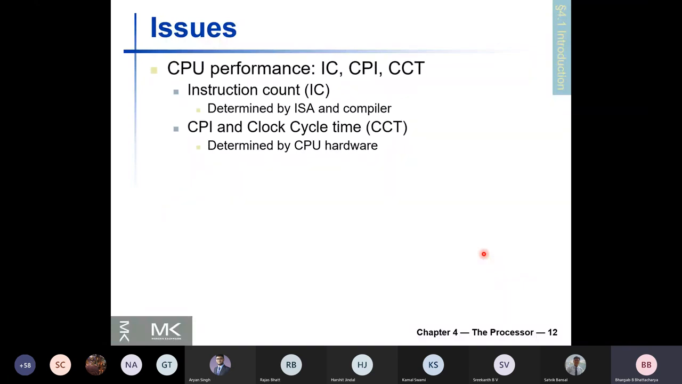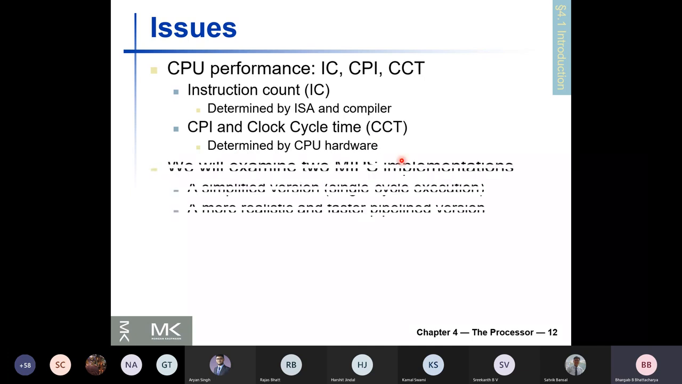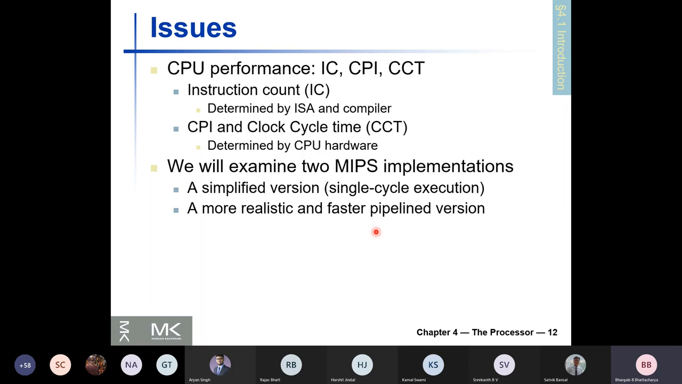As you see, CPU performance is an important issue, which is determined by the instruction count, average number of clock cycles per instruction, and clock cycle time. And they depend on the instruction set architecture and compiler. CPI and clock cycle time, we already discussed that. This is determined by the CPU hardware and so on. So we'll discuss two very simple generic implementations. Don't be afraid of hardware circuits and hardware systems. We'll start from scratch and just show the step-by-step procedure in order to implement a very simple machine.